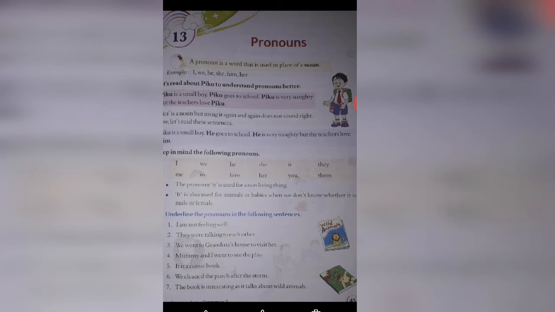Here we are not using he, we are using him in place of Piku, because Piku is in the place of the object, right? At the end of the sentence. The object pronoun mostly comes at the end of the sentence. So, at the end we use him and not he. अगर एंड में आता है तो हमें him यूज़ करना है, he यूज़ नहीं करना है.